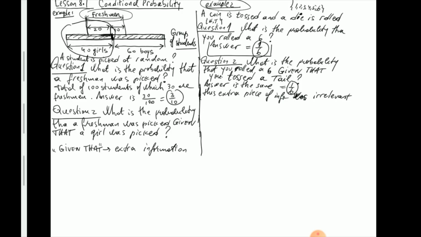Because we know that no boys were selected. So I don't even look at the 10 freshman boys, because again, that's not part of the data anymore. Once I know that the girl is selected, I'm only looking at the freshman girls with respect to the total number of girls. So is this piece of information relevant? Yes, it is relevant because in this case, of course, the answer to the probability whether you picked a freshman or not is going to be 20 over 40.